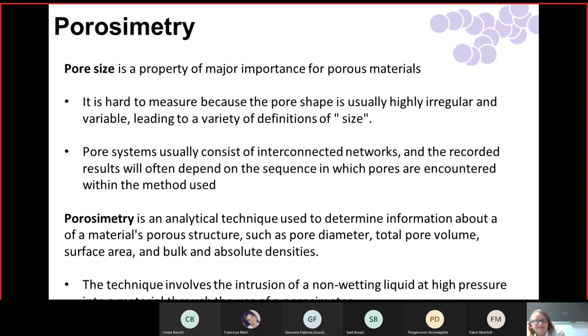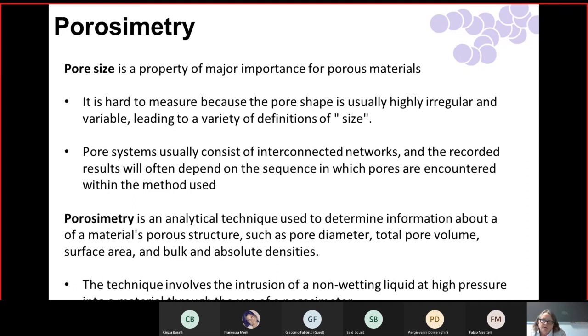people can make materials with perfectly cylindrical pores and things like that, but aerogels aren't like that. The shape is highly irregular. So how do you define size depending on shape? And then the other problem is they're usually interconnected networks. And so what is reported may depend on the way in which pores are encountered and the method used.